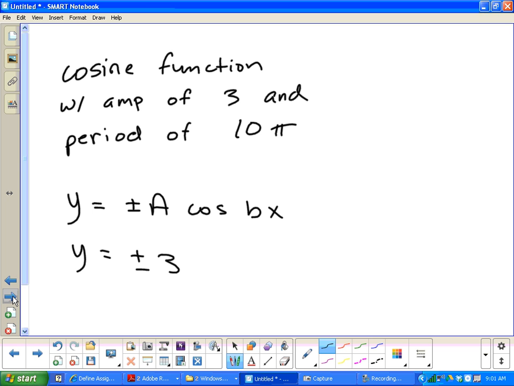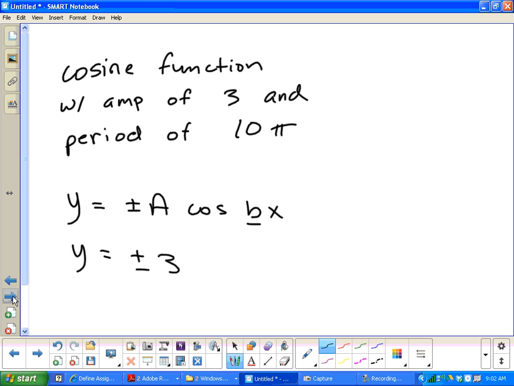Right? Now, so what about this? Y'all said a while ago that the b helps me figure out the period. So am I just going to throw that 10 pi in place of b right there? No. Okay. Right. The way that we calculate the period is 2 pi over b.